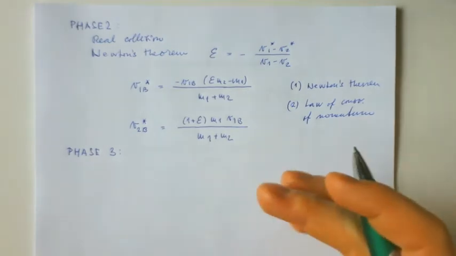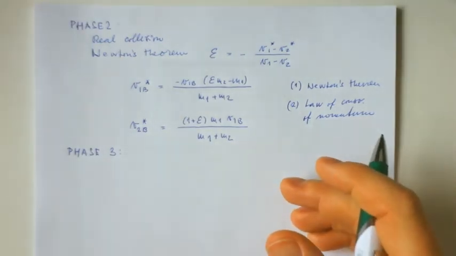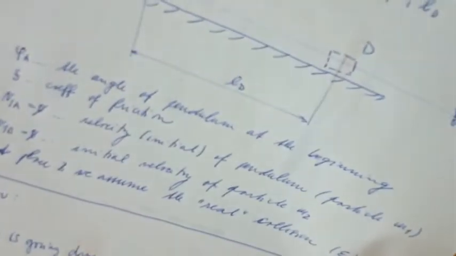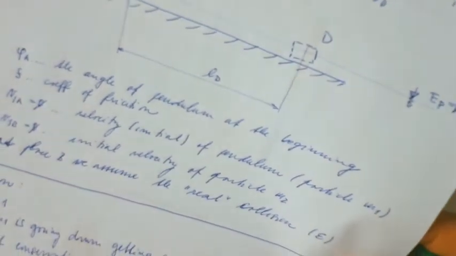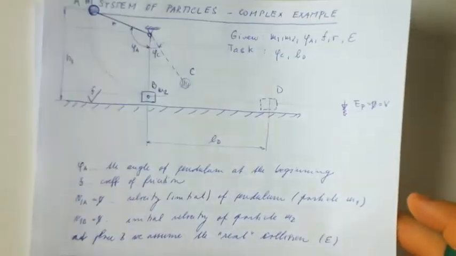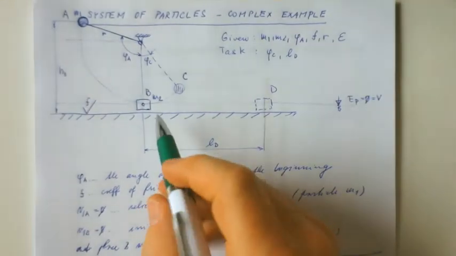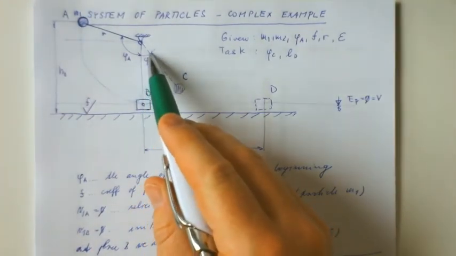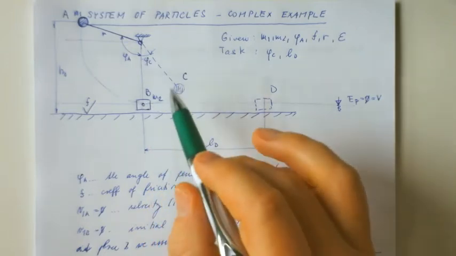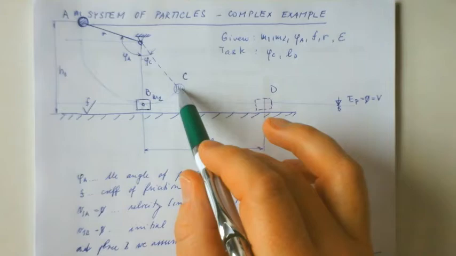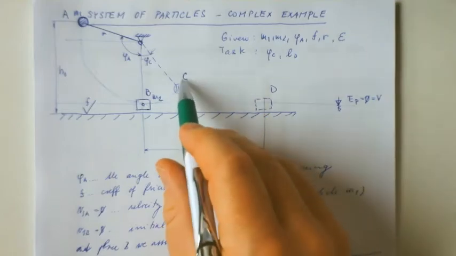Phase 3 is about the independent motion of both particles. Let's say that we will deal with the pendulum first. Now we will calculate the final highest angle of the independent motion of the pendulum. So how high particle M2 will go up.